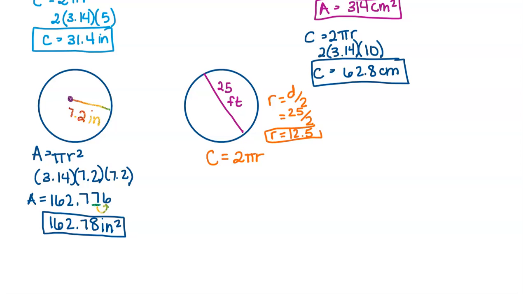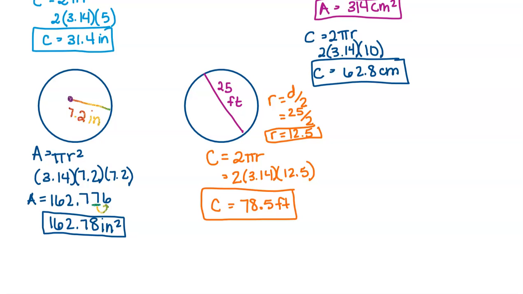So this is what we're going to use for our radius. Now we have our 2. We're taking out the pi symbol and putting in 3.14, taking out the r and putting in 12.5. So 2 times 3.14, I forgot the 3, times 12.5. We get 78.5 feet. And that would be the circumference of this circle. So we didn't find the area and circumference of both. We just found the area of one circle and the circumference of another circle.